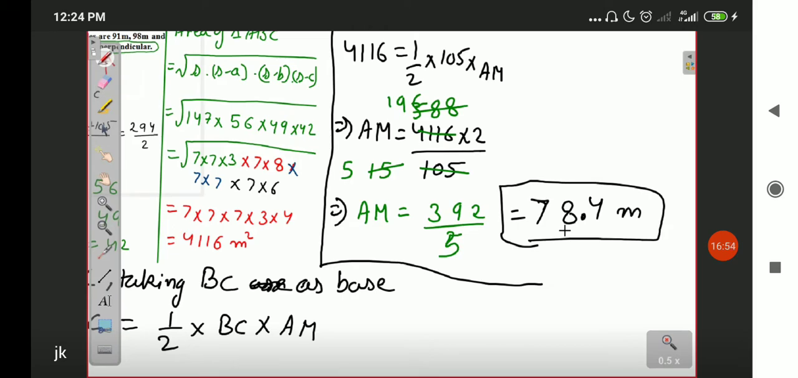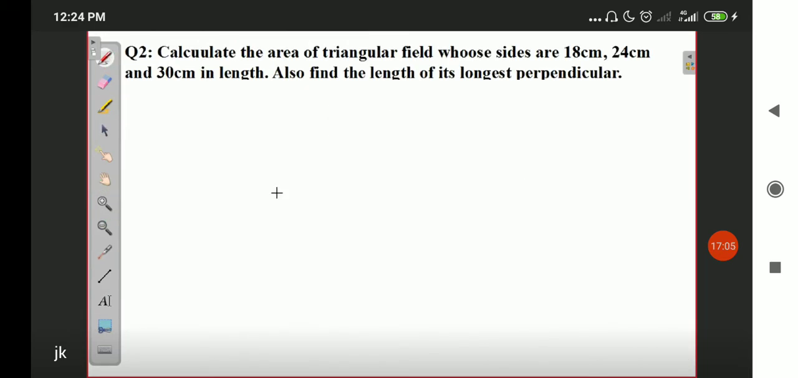So this is the height of the smallest perpendicular. The smallest perpendicular was made on the largest base. Okay, I hope you get this. These questions are easy, right? Next is question number 2.